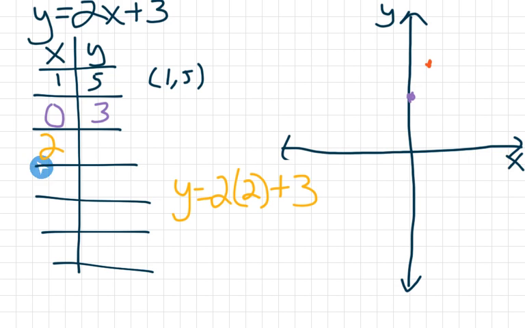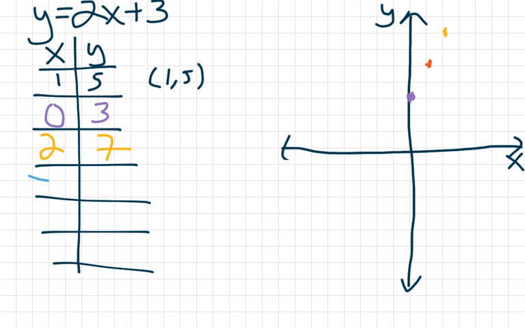Again, what we're doing here is plugging in 2 in place of the x. So I get y equals 4 plus 3, or y equals 7. And so I'll come over here and count 2 right, 1, 2, 3, 4, 5, 6, 7. And notice that I'm starting to reach the top of my graph there. So in order to pick some other points, I'm actually going to head in this direction.